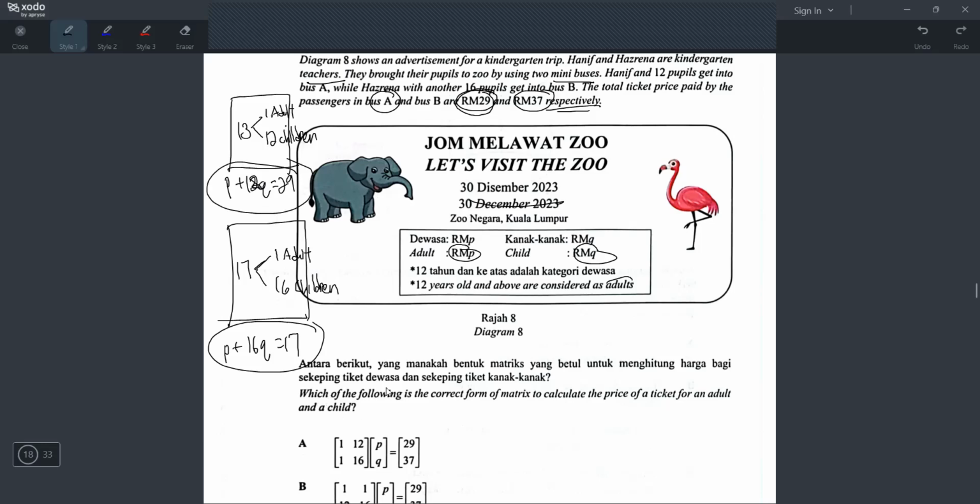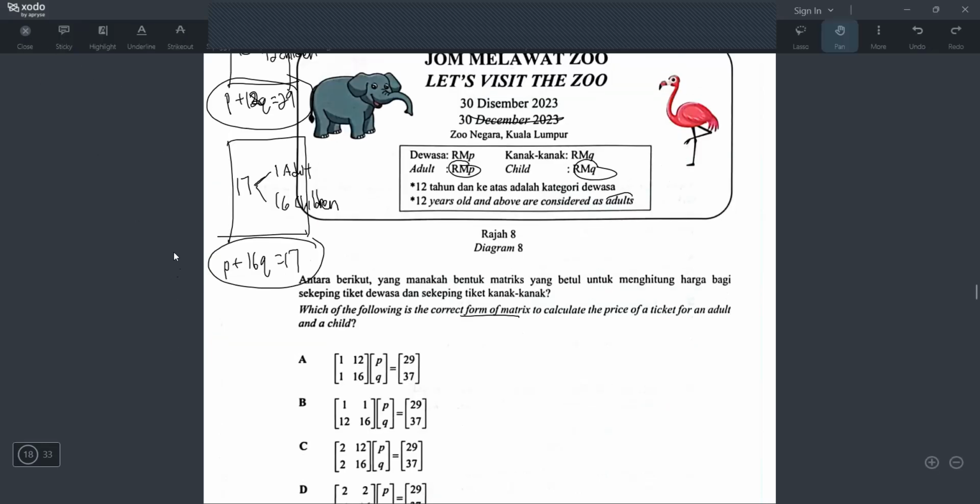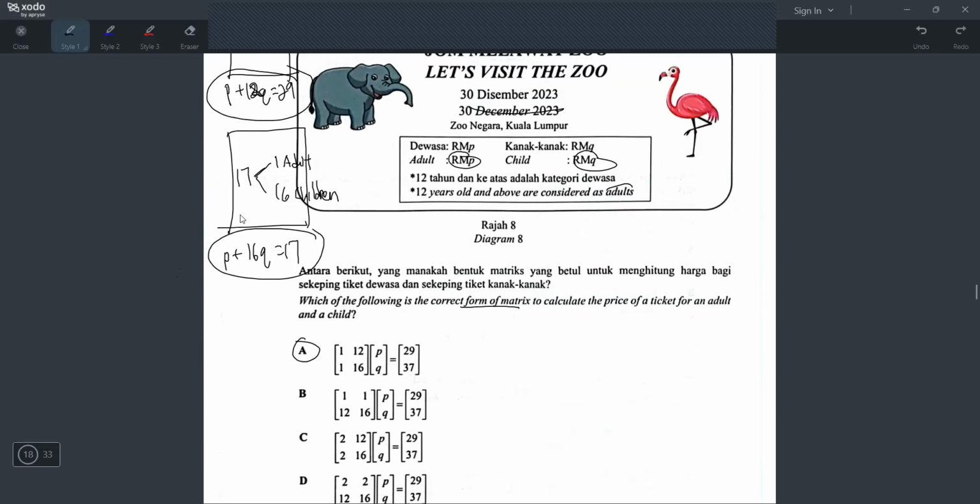Now what do they want you to find? Which of the following is the correct form of matrix to calculate the price of ticket? So the answer is A. Because when you convert this to a matrix method, in the first bracket you write the coefficients only. So 1, 12, 1, 16.